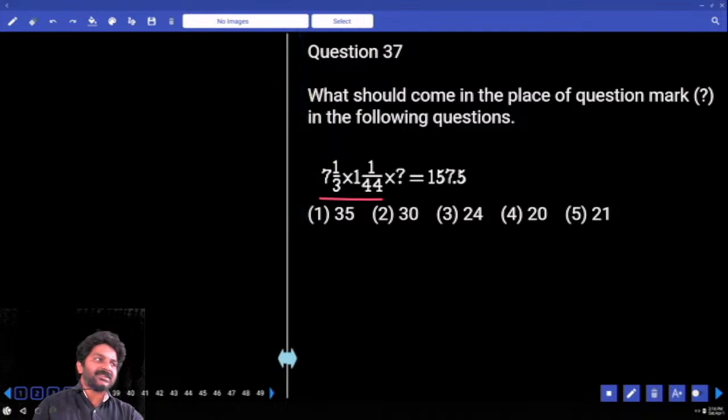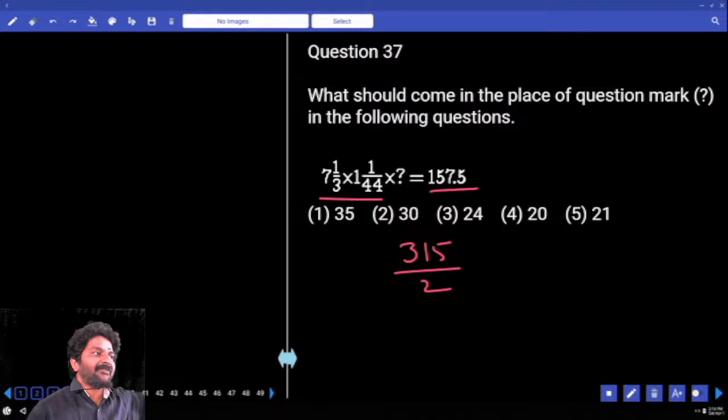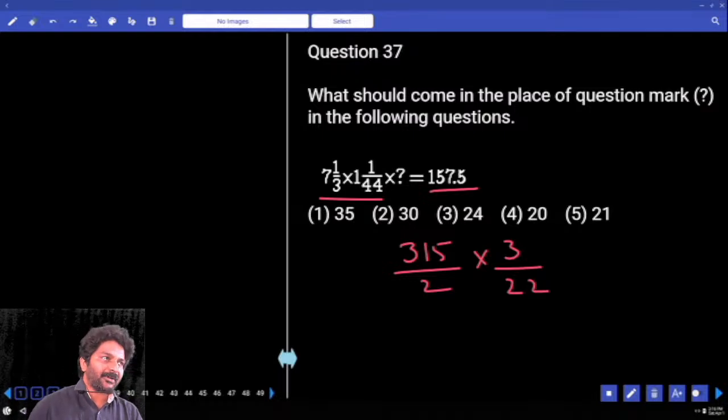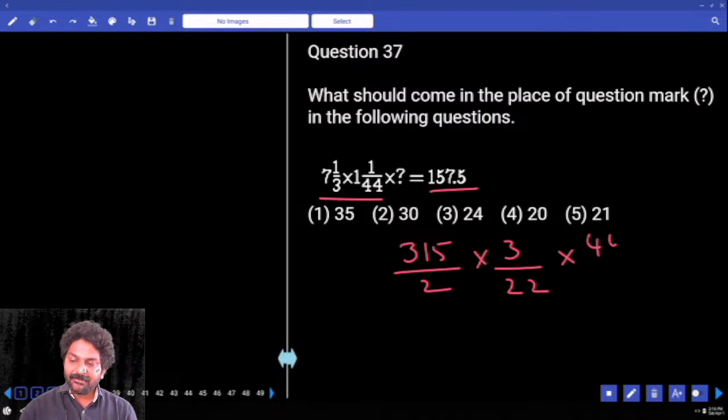Left hand side we have question mark. So take other two numbers which are in left hand side to right hand side. Okay? 157.5, don't like decimal. So can I write it as 315 by 2? Can I do that? 7 1 by 3, left hand side first number. How much is that? 22 by 3. If it goes to the other side, into 3 by 22. Next 1 1 by 44. 45 by 44. If it goes to the other side, 44 by 45.